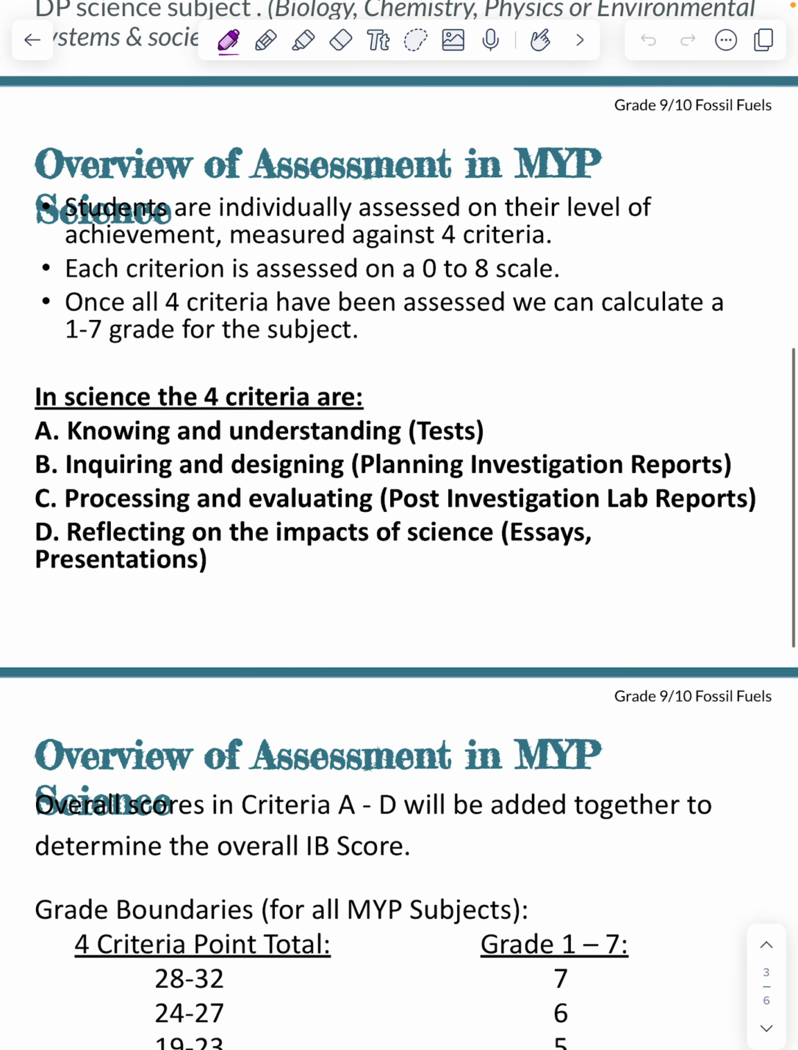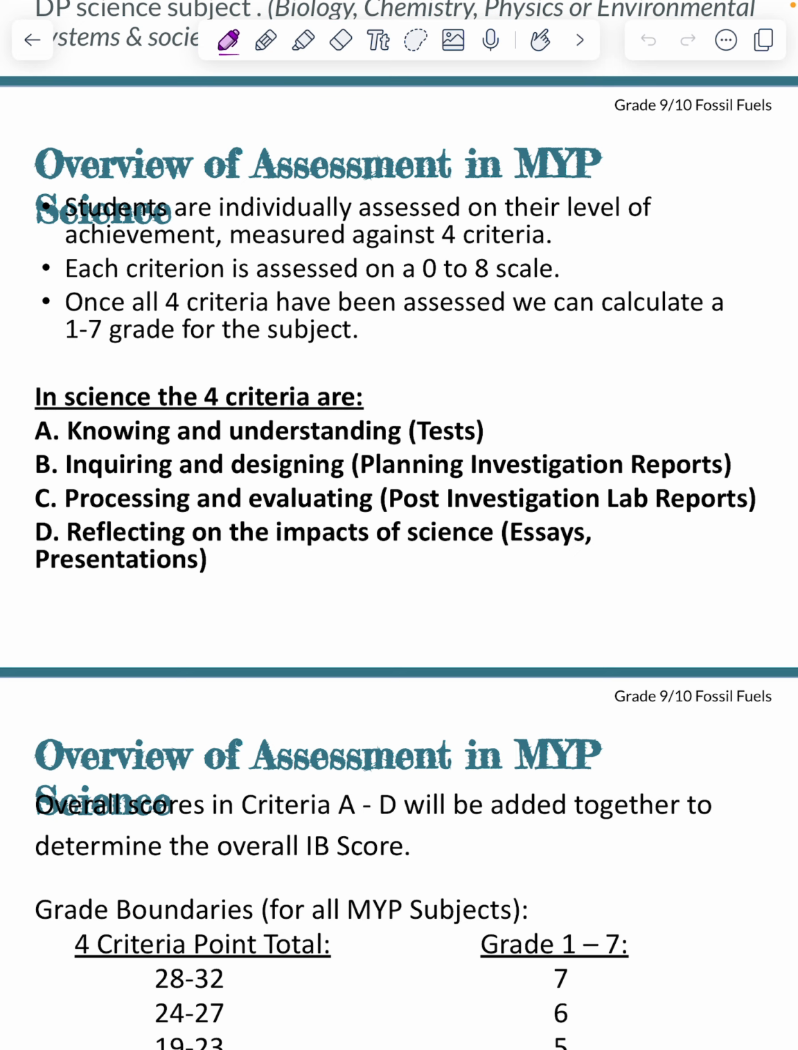A quick note about assessment in the MYP. Some of you may be new to an MYP school, so apologies if this is old news to you, but it doesn't hurt to clarify. In the MYP, in every subject, there are 4 criteria. In science, we have criterion A, which is largely assessed through tests. It's called knowing and understanding.